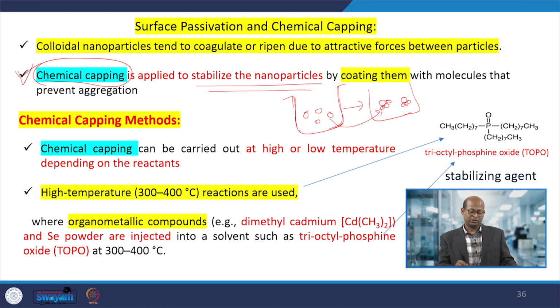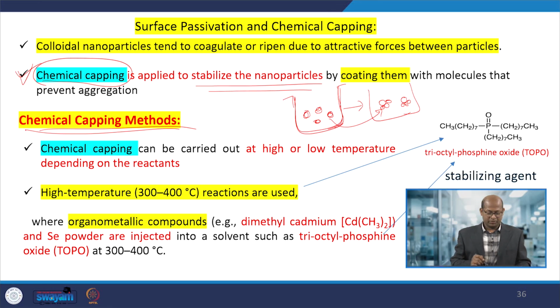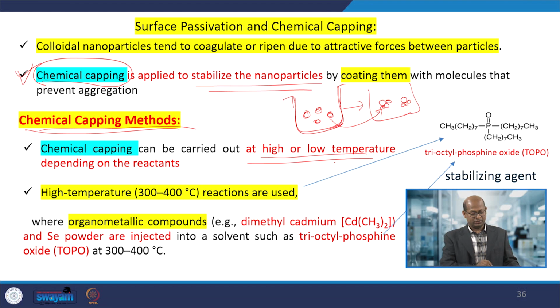So therefore, to keep the nanoparticles in that solution in a very small nano range, we sometimes have to use capping reagents, capping materials or molecules, or sometimes polymeric materials, which make coats over the surface of the nanoparticles so that they cannot interact with each other and coagulate. So there are many chemical capping methods available. Usually at high or low temperatures we can use these capping materials, and that depends on the particular reaction.